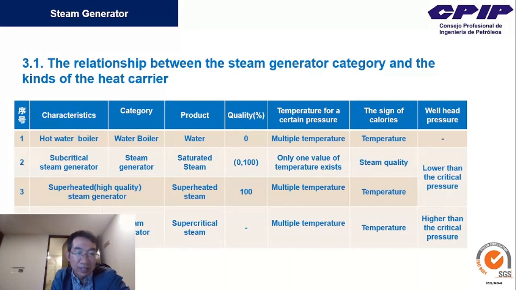The last one is the supercritical steam generator. This one produces supercritical steam, and the sum of calories is temperature. The wellhead pressure is higher than the critical pressure.